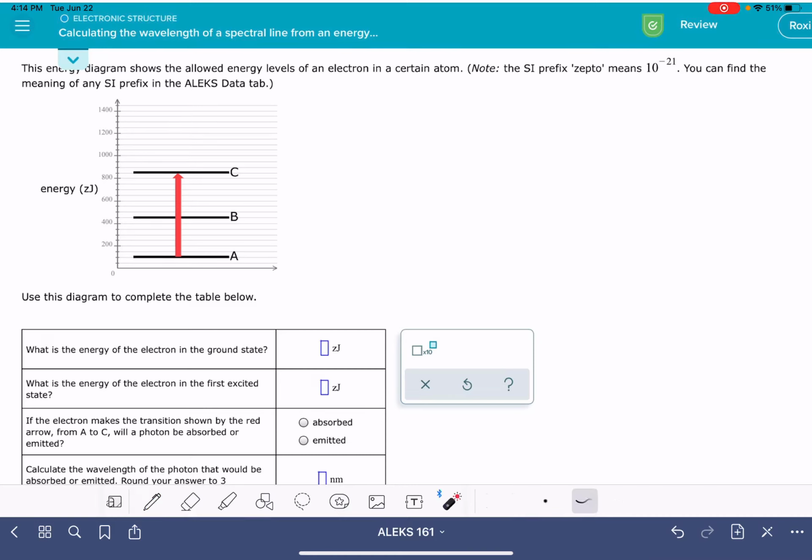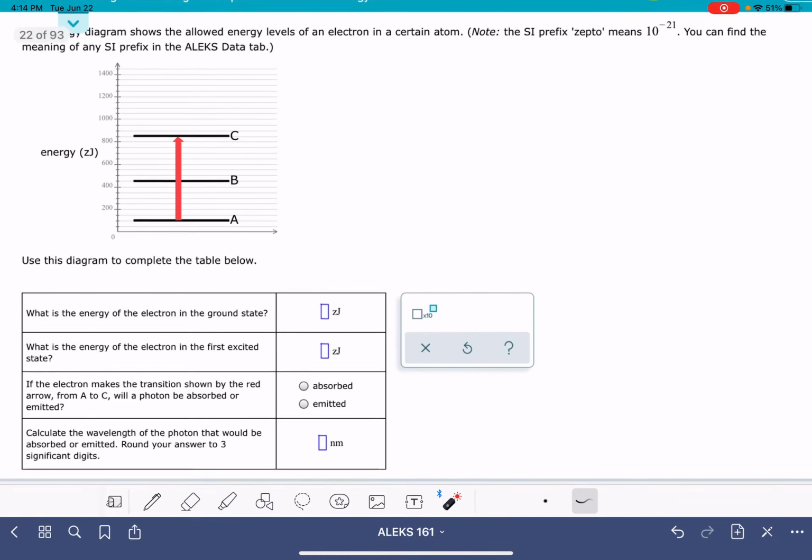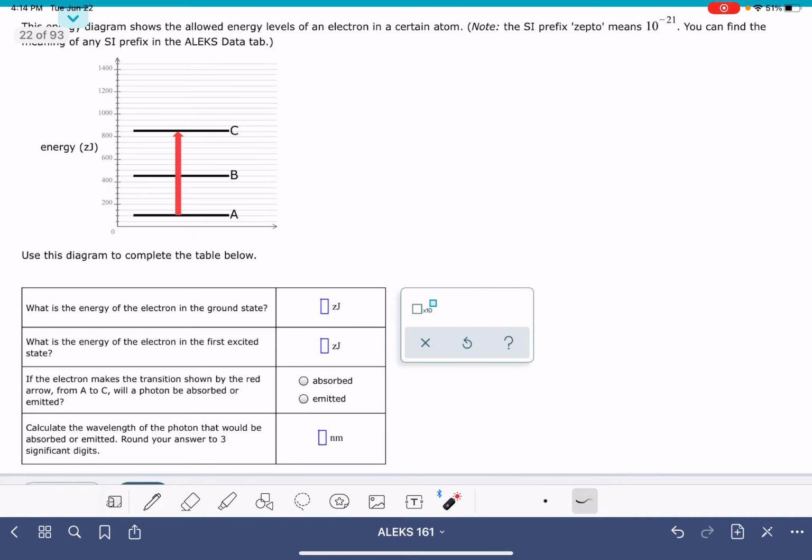In this video, I'll show you how to solve the ALEKS problem called calculating the wavelength of a spectral line from an energy diagram. The problem is going to give you an energy diagram that's going to resemble this. It might not look exactly like this. You might not have these 3 lines. You might have more or less.